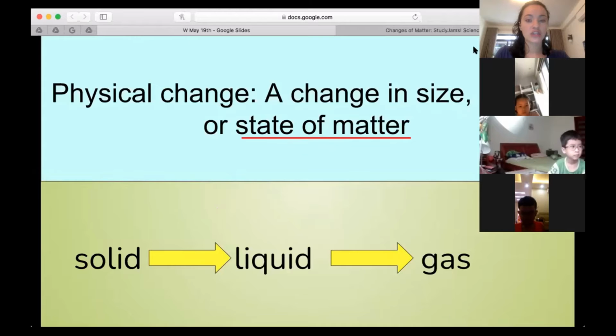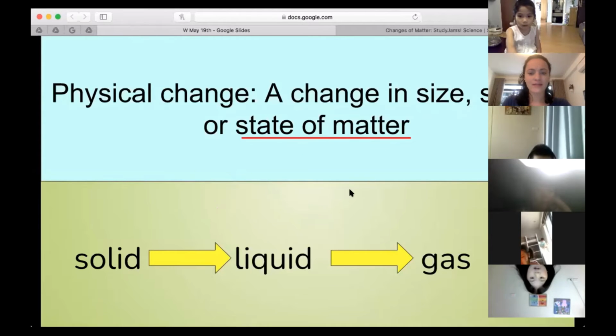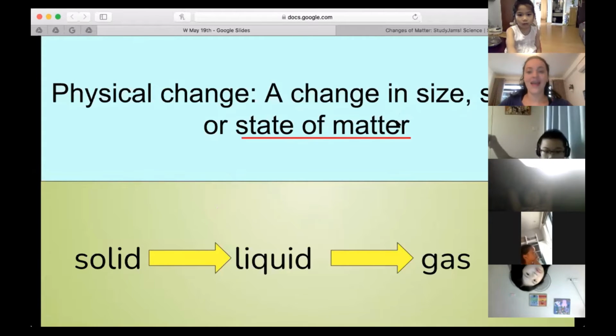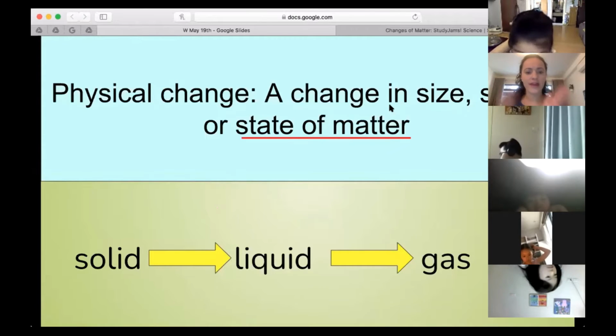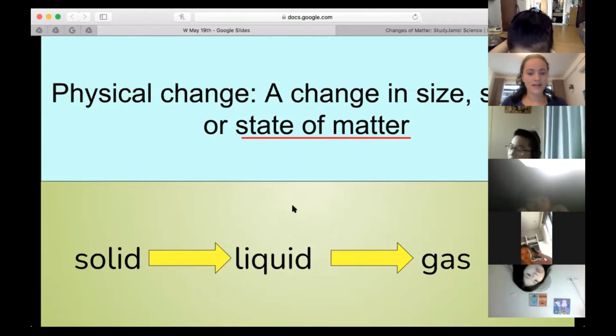This time we're changing the state of matter. What does that mean? Cherry, what does it mean to change the state of matter? That means change solid to liquid, liquid to gases. Excellent. Can we do it another way? Can we only go solid, liquid, gas? I know. Zook, go ahead.